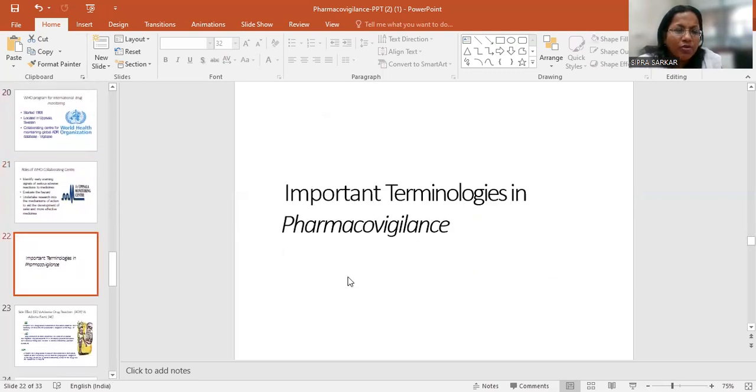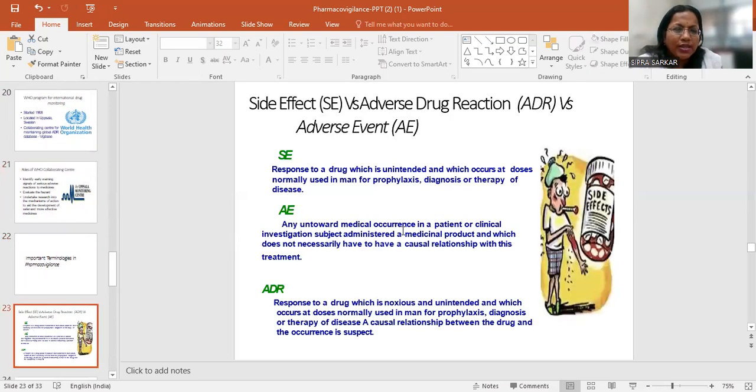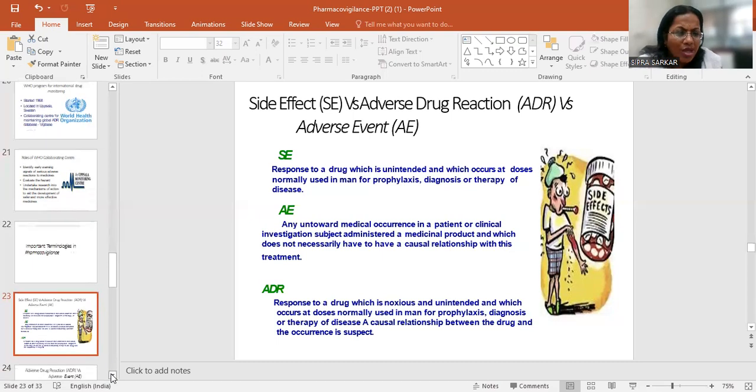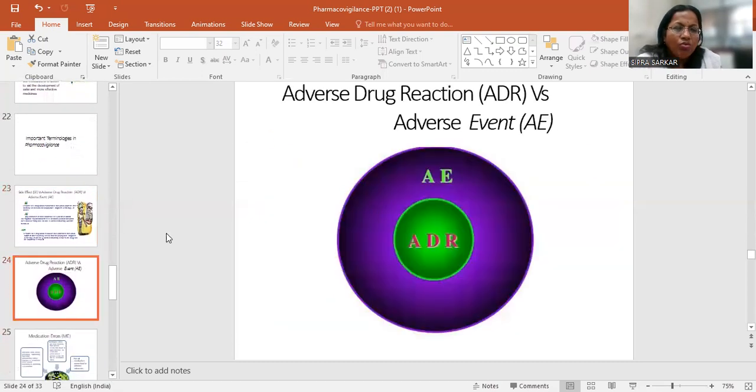Now, the important terminology in pharmacovigilance: we are just focusing on some points like side effect, adverse drug reaction, and adverse event. We all know about adverse drug reaction and side effect, but adverse event should be understood like this. An adverse event is any unfortunate occurrence in a patient or clinical investigation subject after administration of a medical product, which does not necessarily have a causal relationship with the treatment. So they have to be monitored. An adverse reaction is very specific, and this adverse reaction may cause an adverse event that may lead to fatal problems.